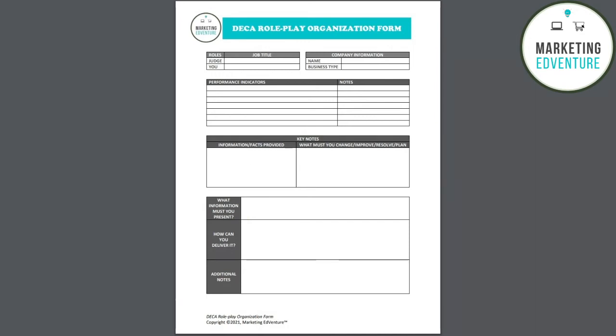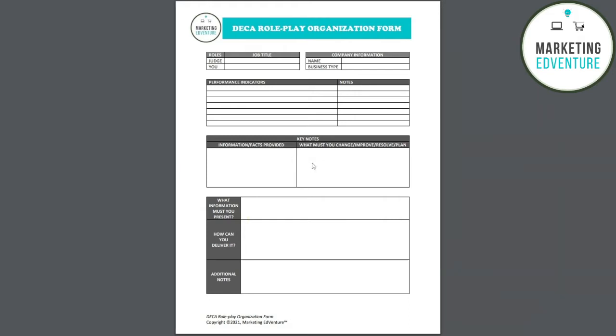Did they give you a demographic? Did they give you numbers? What actual information was provided in the case study? And then on the right-hand side, you'll put what they're asking you to provide, what they're asking you to change. Are they asking you to improve something that exists? Are they asking you to resolve an issue? Are they asking you to come up with a plan on how to do something? So you'll put what it is that they're asking you to do here.